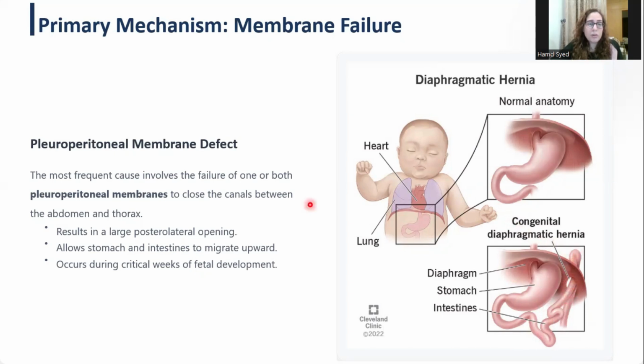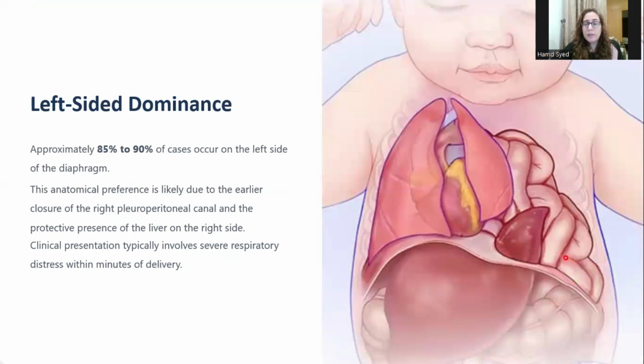So the most frequent cause is failure of one or both of the pleuroperitoneal membranes to close the canals between the abdomen and the thorax. So this results in a large posterolateral opening. Now, as the intestinal contents have entered the thoracic cavity, like I told you, in 85 to 90% of cases it occurs on the left side. And the reason for it occurring mostly on the left side is because of earlier closure of the right pleuroperitoneal canal and the protective presence of the liver on the right side. So that is why this type of congenital diaphragmatic hernia tends to occur more commonly on the left side.